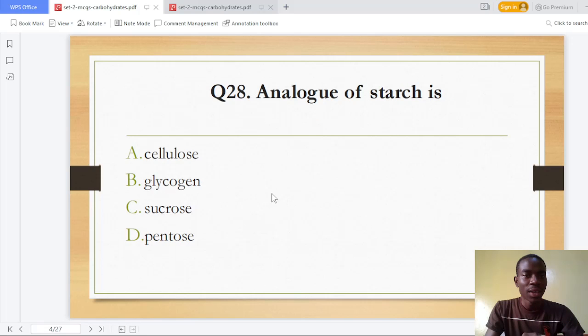Question 28. Analog of starch is A. Cellulose, B. Glycogen, C. Sucrose, D. Pentose. The best answer, guys, is simply B, because the analog of starch is simply glycogen. That's just the answer. All right, so we get to the next question.